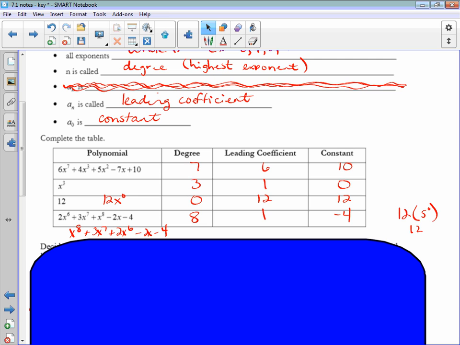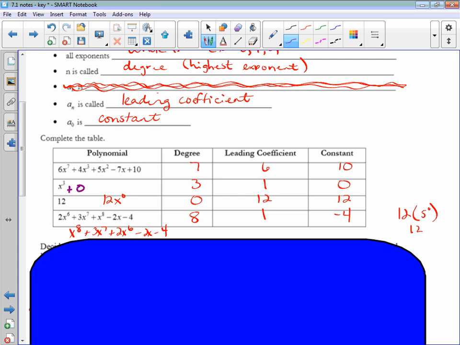It does have a constant, it's just a 0, because I could write x cubed plus 0, right? Okay. All right, guys, the third one, that's just the 12. This is kind of the weird one. You could rewrite that as 12x to the 0 if you wanted to. So the degree of that polynomial is 0. Your leading coefficient's 12. Your constant is also 12. That one's a little strange.